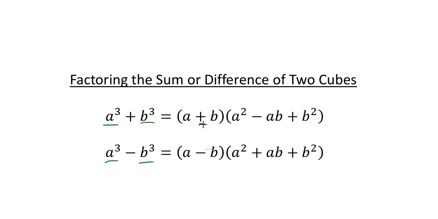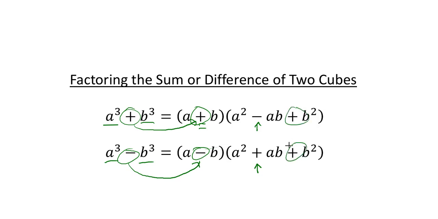And the way I remember which one is which is the first sign will match the sign of the original problem. So here we're adding the two cubes. So in our first factor, we'll be adding the a and the b together. Then the second sign will be the opposite of the first one. So if this one's plus, this one's going to be minus. Here, we're subtracting in the original problem. So our first factor will have subtraction. So we'll subtract a minus b. And then the second sign is the opposite of that. So we start with subtraction here, so this one ends up being a plus. And then the last term is always plus.